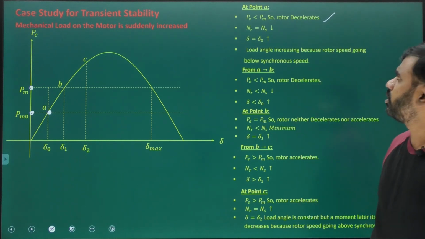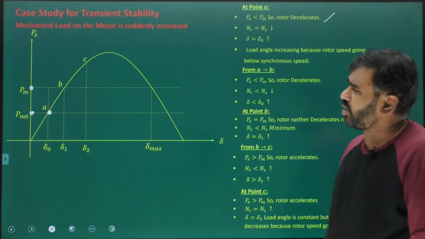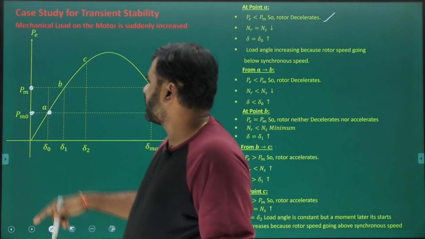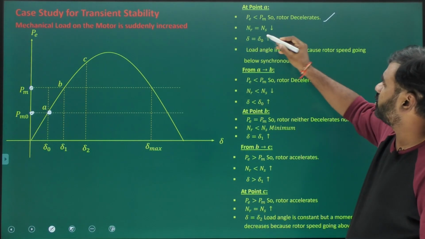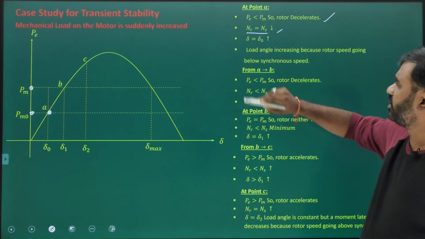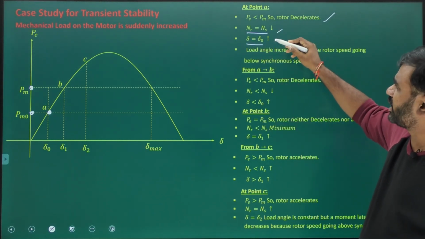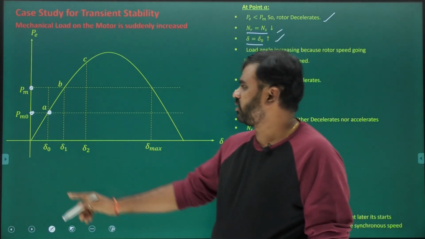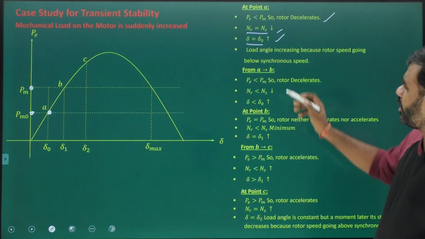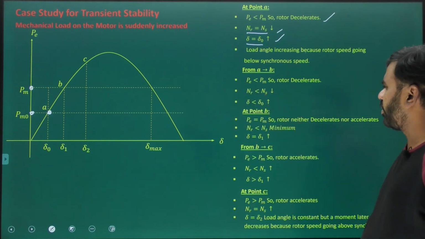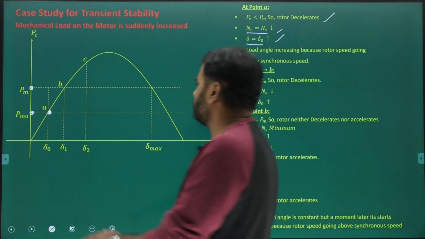So the rotor decelerates here. Why? Because the mechanical load is more than the electrical power. Then the rotor speed is equal to synchronous speed but with a decreasing trend. The load angle is equal to delta naught only but with an increasing trend. That means we are in forward swing. Correct or not? Then what can I say here, from A to B, since we are in forward swing from A to B, what happens from A to B in this region?